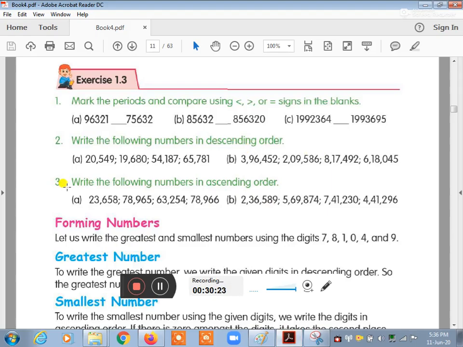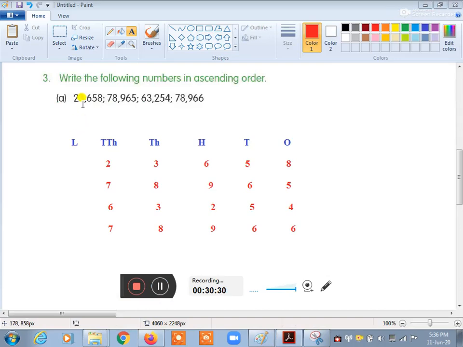You'll see the third question. Write the following numbers in ascending orders. So here the given numbers are 23,658, 78,965, 63,254, 78,966. Here all are 5 digit numbers. So here we have to arrange in the ascending order. So ascending means smallest number to the greatest number.